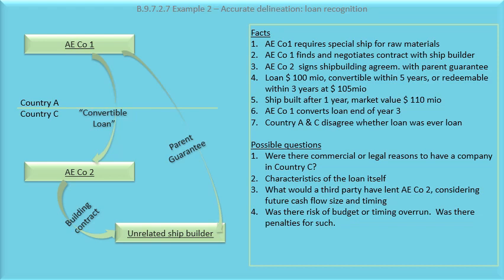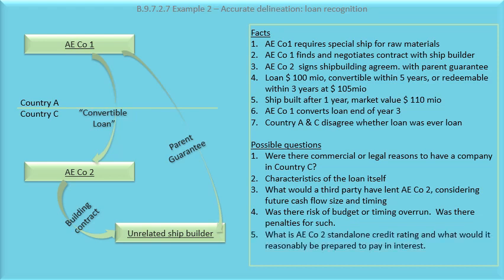The next question dealt with by the UN was, what is the risk of budget or timing overrun? If the shipbuilder did run over budget, were there penalty clauses in the contracts dealing with such, or the same for timing? The facts do not say.